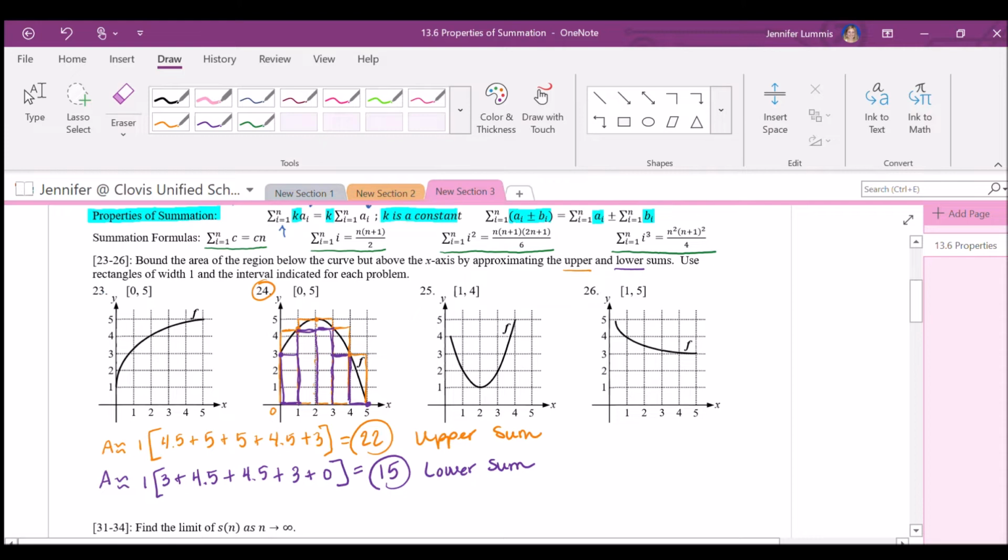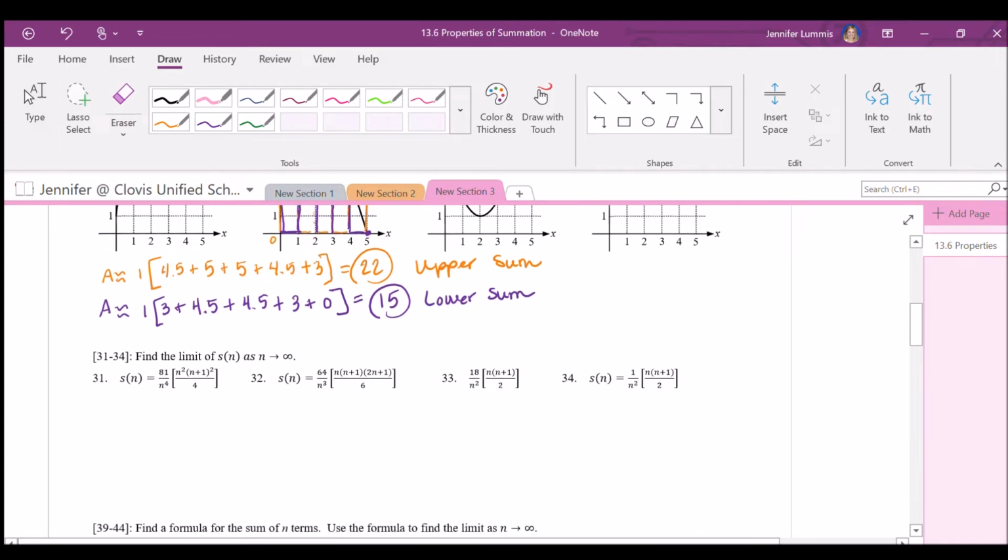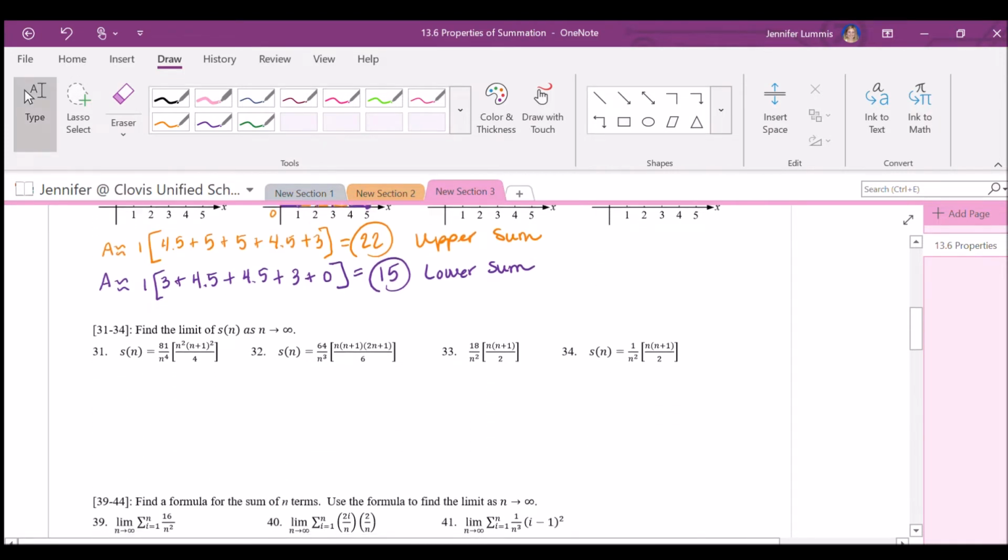All right, so let's go on to the next section. Here we'll be finding the limit of each as n goes to infinity. I'm going to be working on problem number 32. So if I'd like to take the limit as n goes to infinity of 64 over n cubed times n plus 1, 2n plus 1, all over 6.